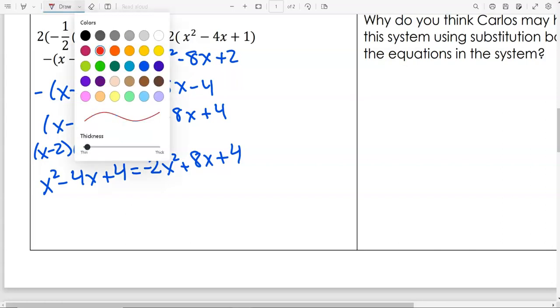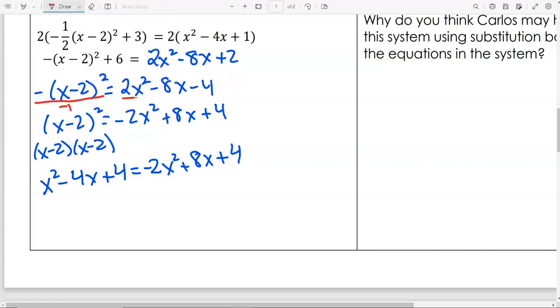I'm moving my negative out of the way before I FOIL. I divided all of this by negative 1. So 2x squared became negative 2x squared. Negative 8 became positive 8. Negative 4 became positive 4. I'm dividing negative 1 out of it. So don't think of it as distributing. Think of it as taking it out, because I want to take it out up front.